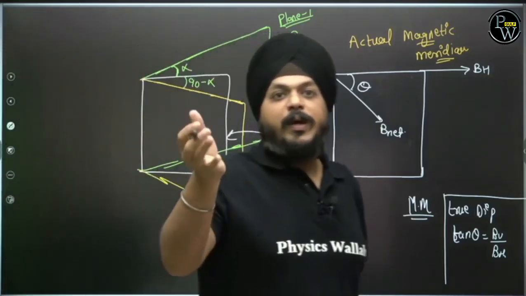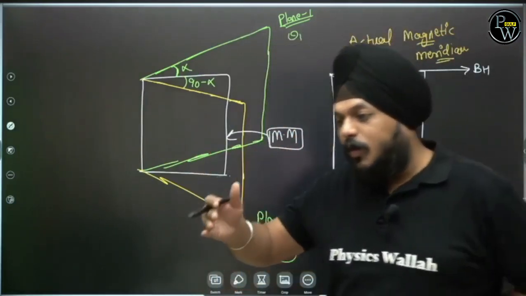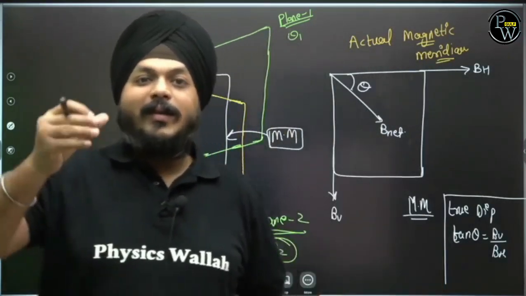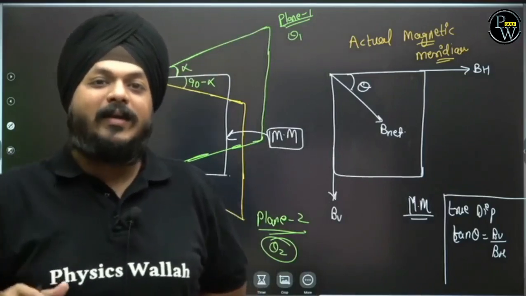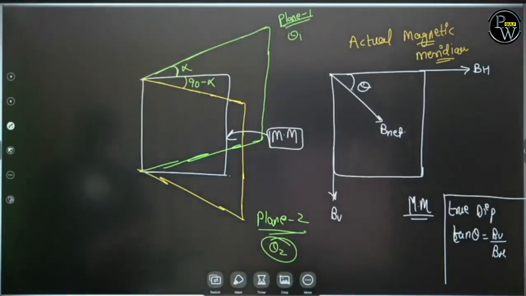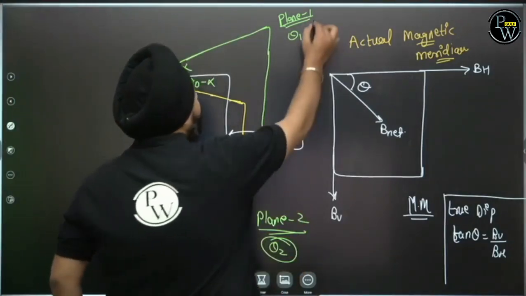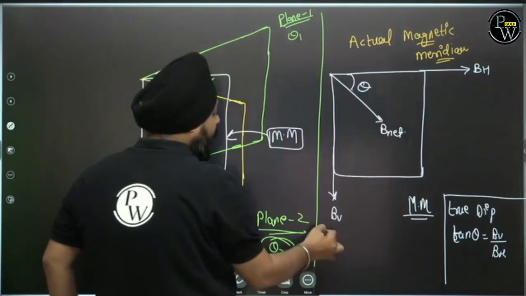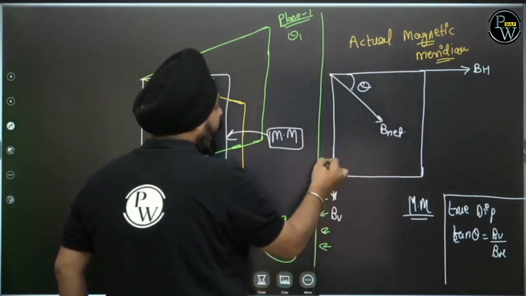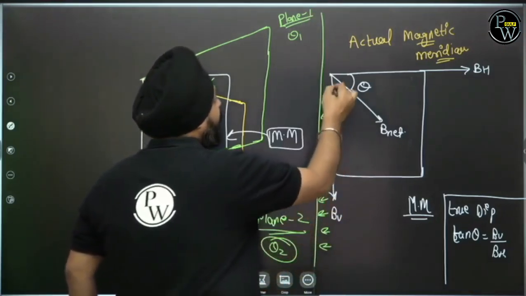If you are able to understand this concept, then the mathematical part is not as difficult as what we are thinking. The mathematical part is not difficult, but to imagine the situation is the difficult part.